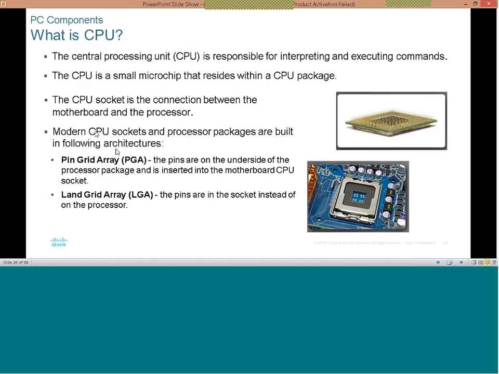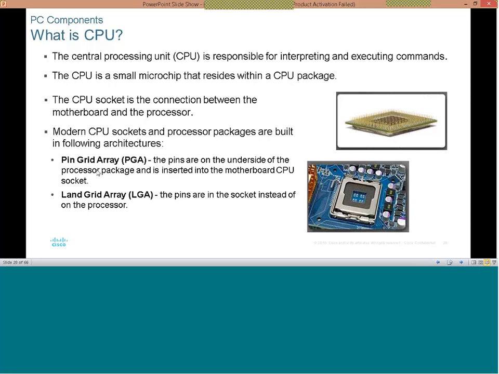Okay, so the CPU socket is the connection between the motherboard and the processor. So you can see it here. This is the CPU socket. The modern CPU socket and processor packages are actually built in the following architecture.